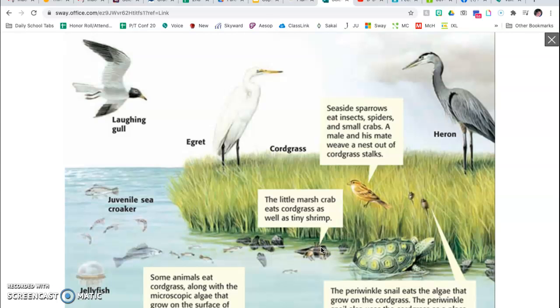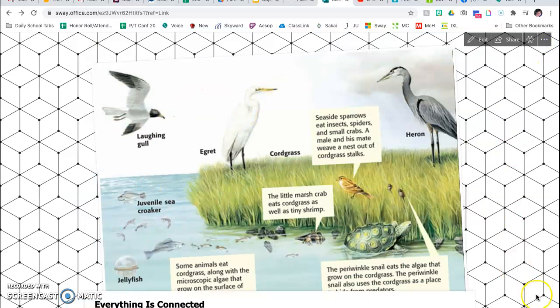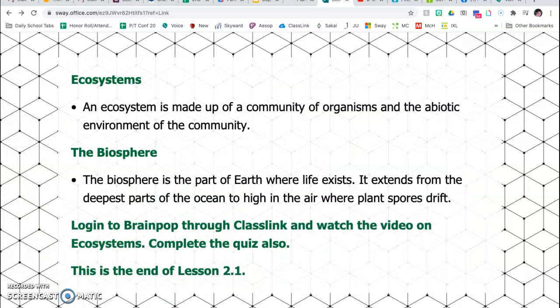Here we have a little marsh crab. It eats the cordgrass as well as it eats tiny little shrimp. And here we have a seaside sparrow. They, of course, eat insects, spiders, and even small crabs. And then a male and his mate would use the cordgrass stalks to weave a nest out of. And then there are tons of other creatures that live within this ecosystem as well. We're just touching on a few of them.